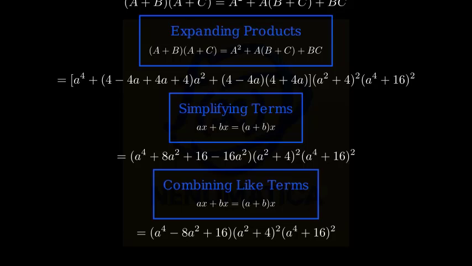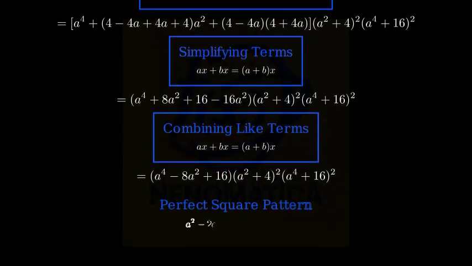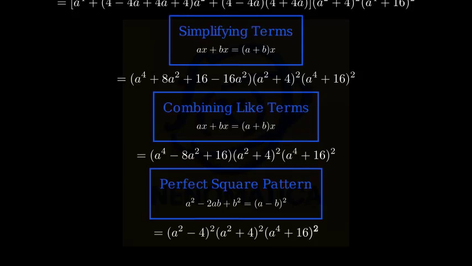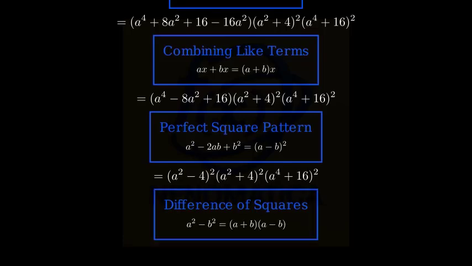Let's factor the first bracket. We can rewrite a⁴ − 8a² + 16 as (a² − 4)². This gives us (a² − 4)²(a² + 4)(a⁴ + 16²). Let's look at our expression more carefully. We have (a² − 4)² times (a² + 4).